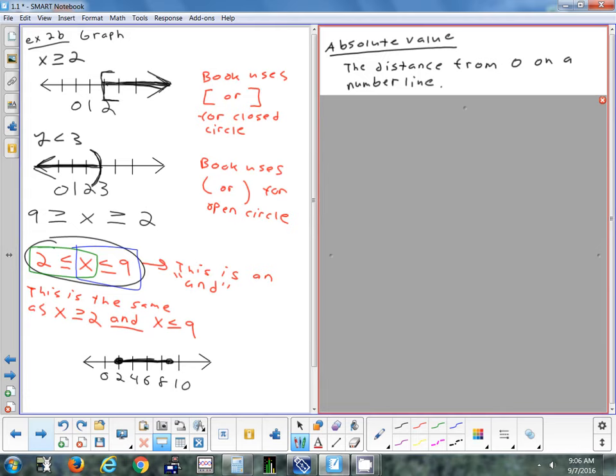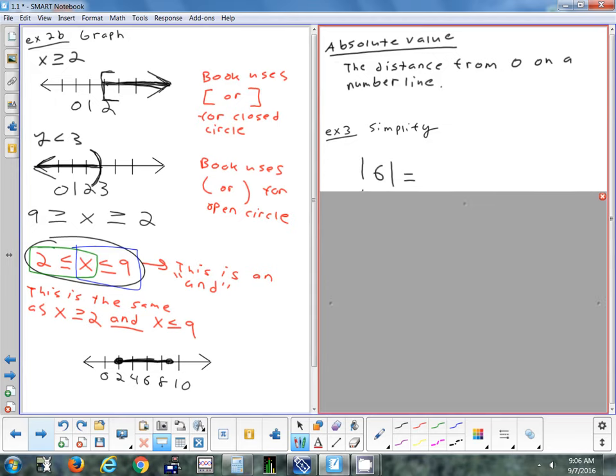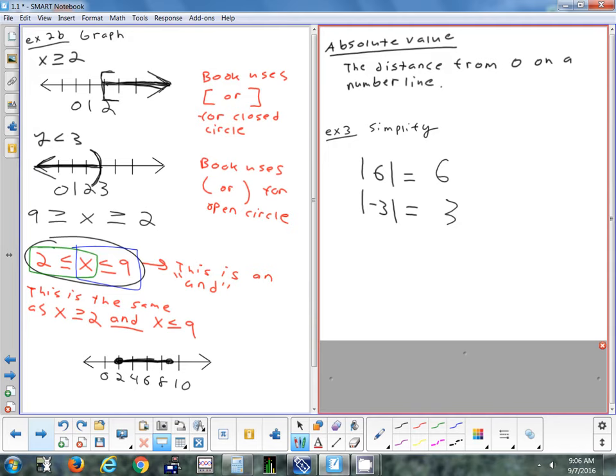Okay, absolute value, a very simple idea. It's the distance from 0 on a number line. Since it's a distance, distances are always what kind of number? Always positive. So what's the absolute value of 6? Yeah, if it's already positive, it doesn't change. What about the absolute value of negative 3? 3. If it's negative, you basically take the opposite of it, and then it becomes positive. That's it.